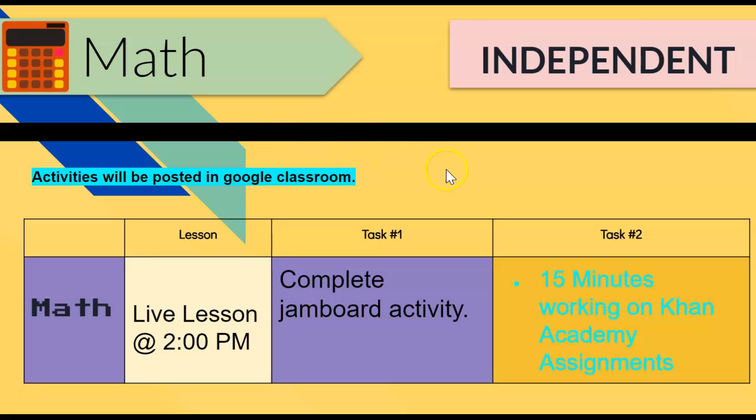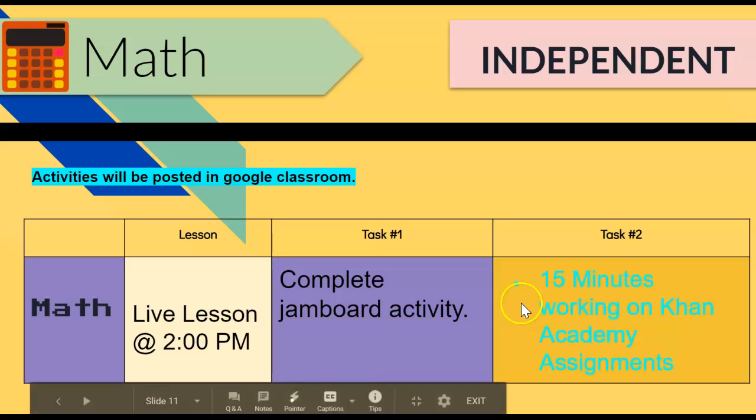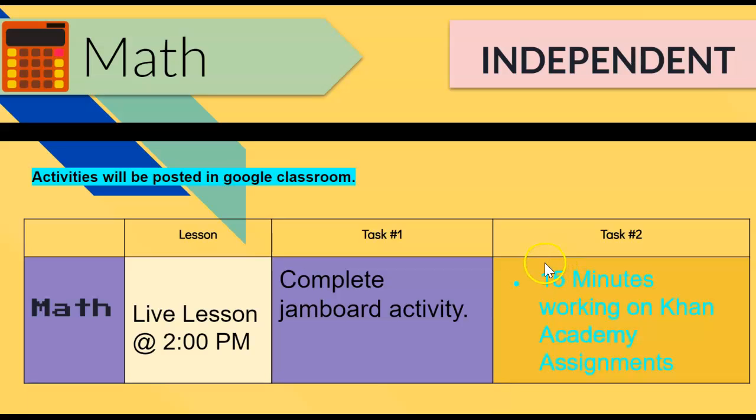And lastly, details about our independent work. Make sure you complete the previous Jamboard activity before you turn in your Google Classroom lesson. Also, after you finish that, make sure to work on Khan Academy for about 15 minutes. And you're going to work on the assignments that your teacher has already assigned you with multiplication.